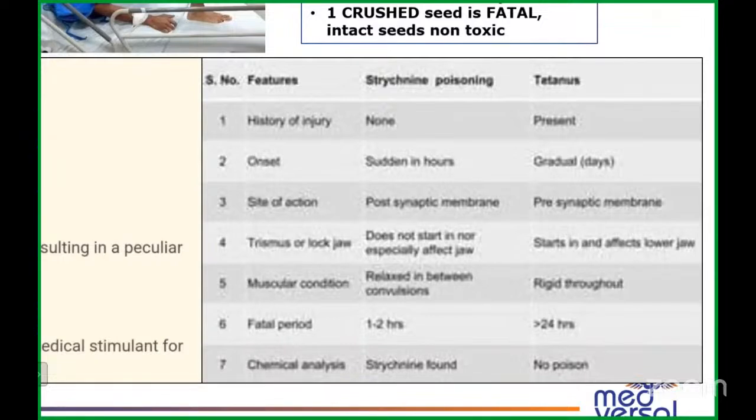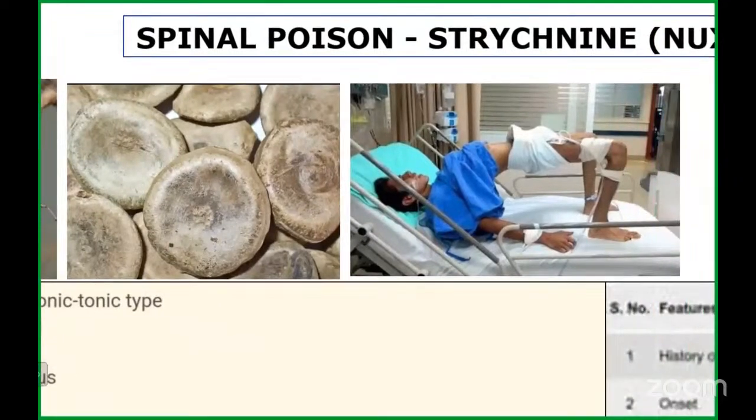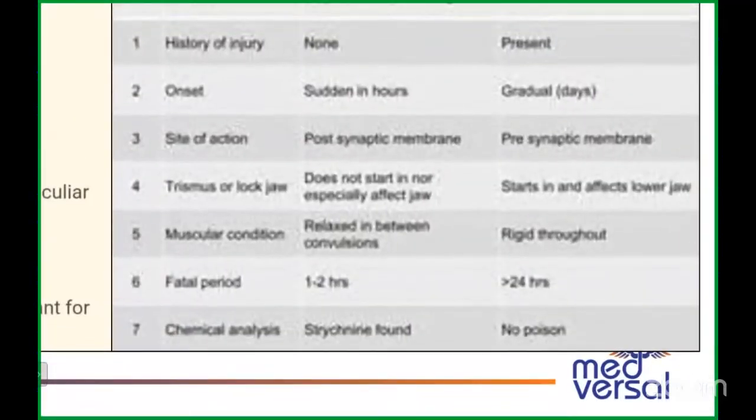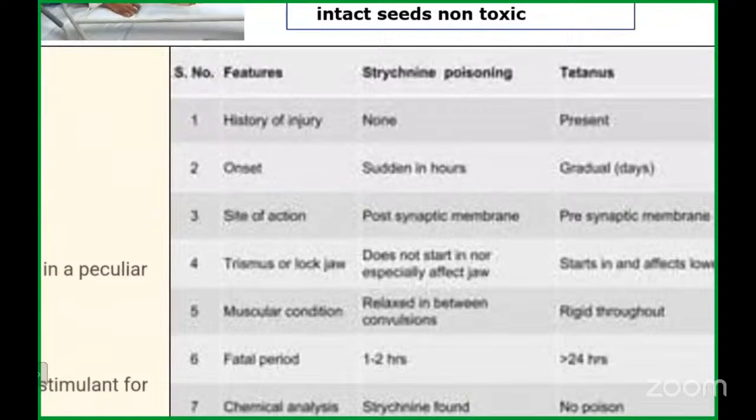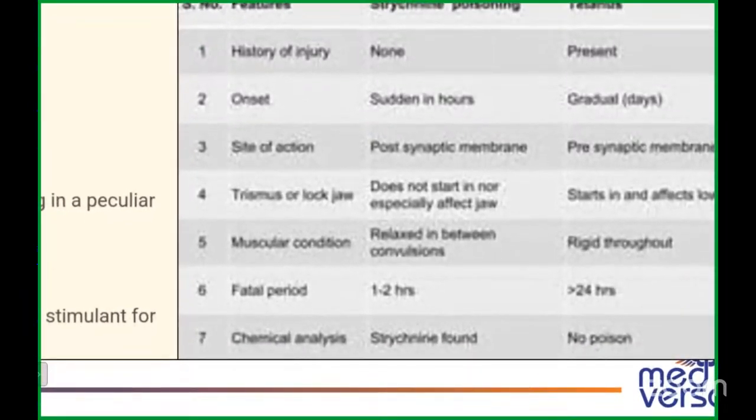So point number 3 and point number 5 are two very important points. Number 3, that is strychnine poisoning is postsynaptic, tetanus is presynaptic. And number 5, that is the muscular contraction that you're finding. This contraction of muscles is usually relaxed in between the convulsions. So you'll have a phase of convulsion where this patient will have this typical posture of opisthotonus, followed by relaxation of these muscles. Again, when the convulsion begins, after a while, there'll be another phase of these tense muscles.